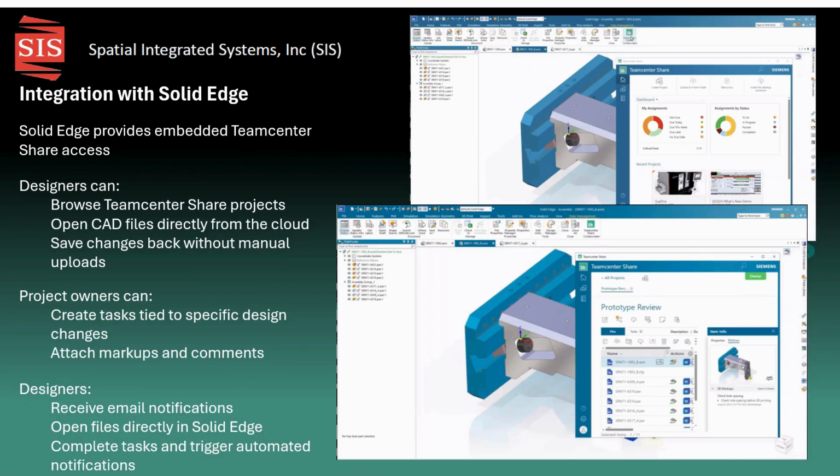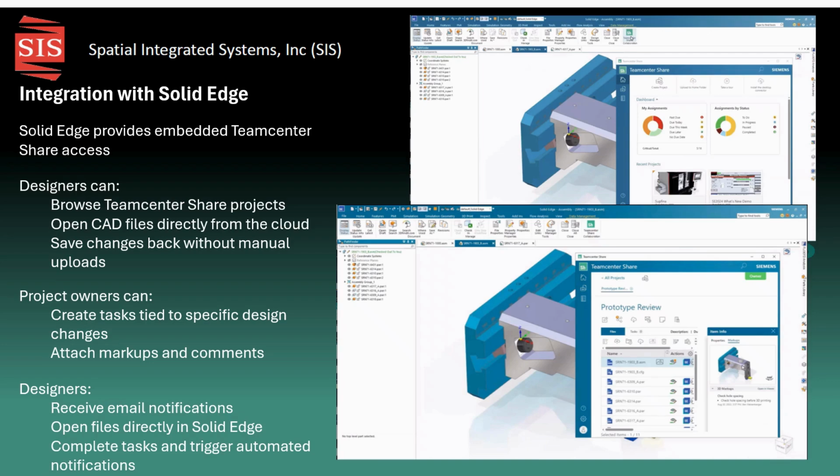Moving to integration with Solid Edge. Embedded in cloud collaboration, Solid Edge provides embedded Teamcenter Share access with a SaaS license. Designers can therefore browse Teamcenter Share projects, open CAD files directly from the cloud, and save changes back without manual uploads. Task-driven design changes: project owners can create tasks tied to specific design changes and attach markups and comments.